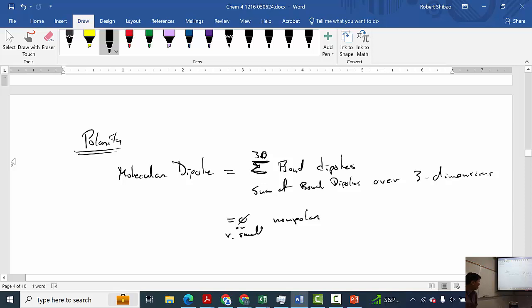If the molecular dipole is equal to 0, then we say it's nonpolar, or small, very small. If it's not equal to 0, then we say it's polar. How do we define small? Very small. We define it based on the bond. That is, very small means the bond dipoles are less than 0.5 delta ENs.